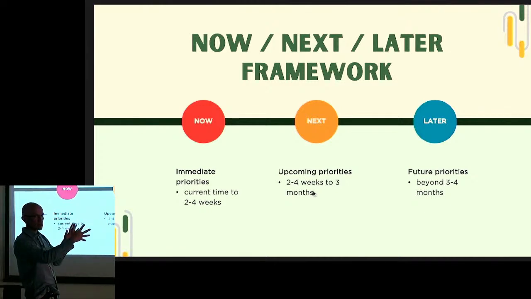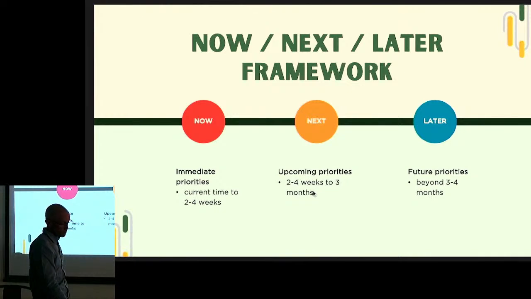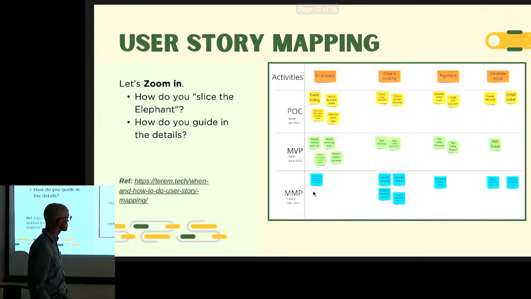Next starts to get a little fuzzier, because they're the things that are next. I'm not in the weeds with those things yet, so you can give a little less specifics there. And then later, 3-4 months and beyond, you can say, you've got to wait a little bit longer for those things, but they are on the roadmap. So yeah, that's a framework that I think is useful.